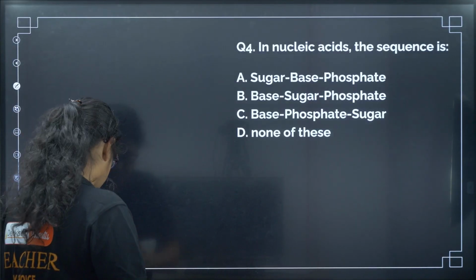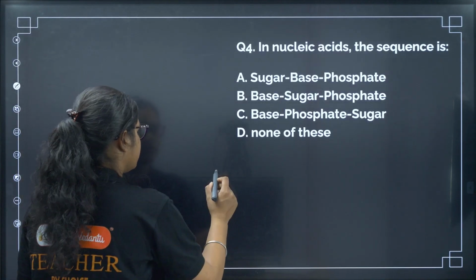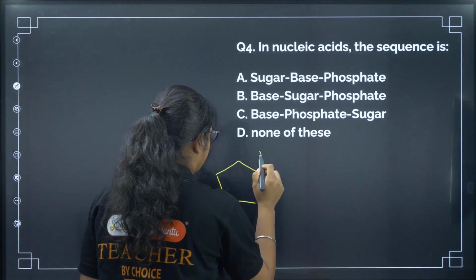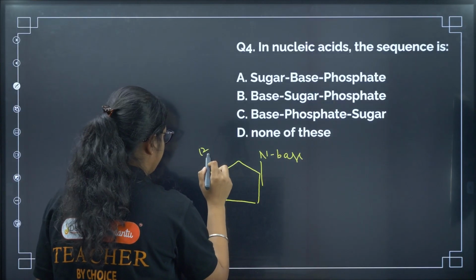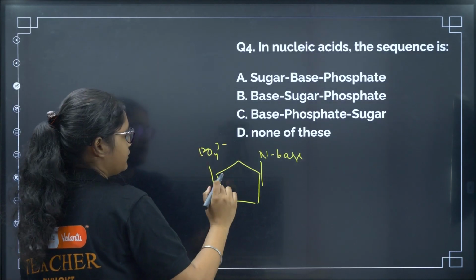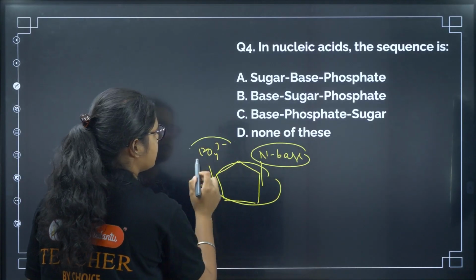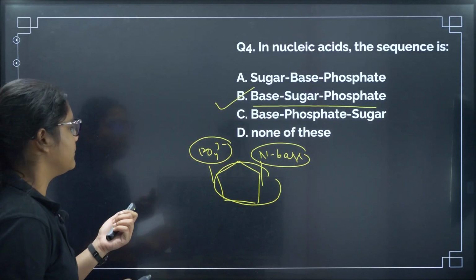Now let us see the next question. In nucleic acids, the sequence is... it is presented like this. We have a sugar, we have a nitrogenous base and we have a phosphate group here, right? So the order you can say is base, sugar and then phosphate group. The correct answer for this question is option number B.